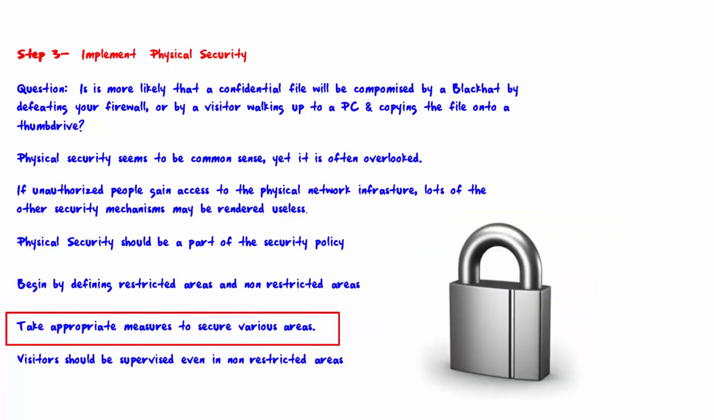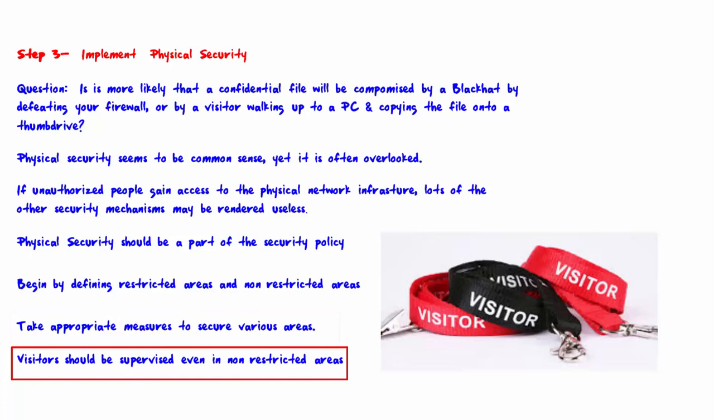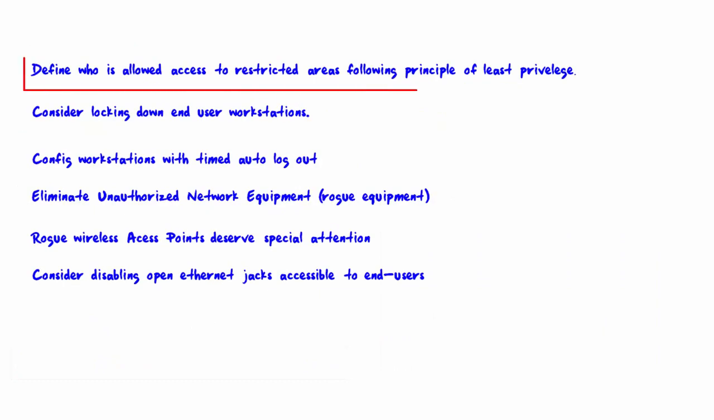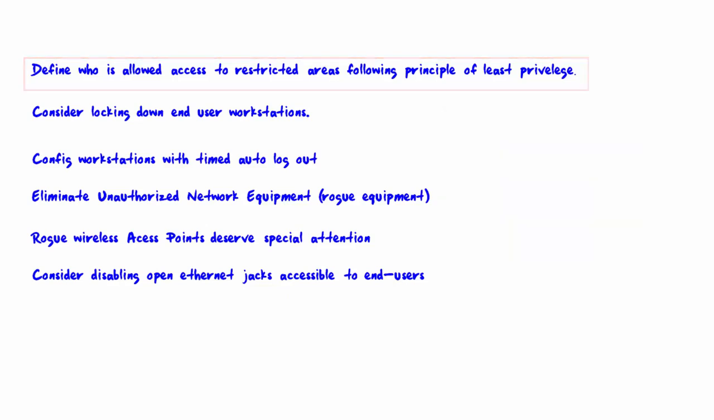Take appropriate measures to secure all areas. Consider human security guards, various kinds of locks, biometrics, key cards, cameras, etc. Visitors should be supervised even when in non-restricted areas. Define who is allowed into restricted areas by following the principle of least privilege. That is, only employees with a legitimate business reason should have access to restricted areas.